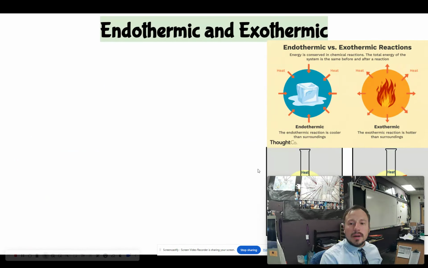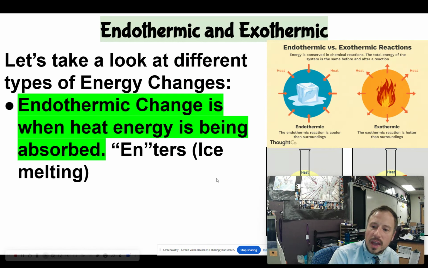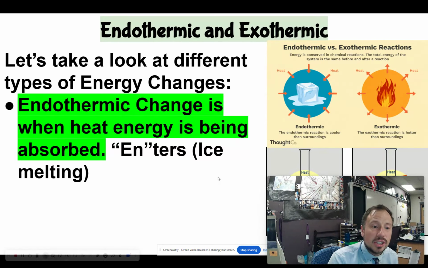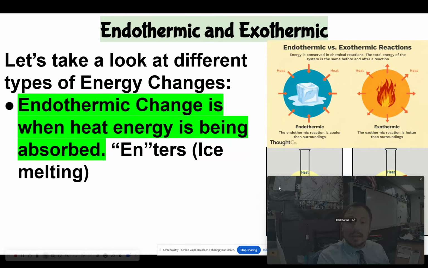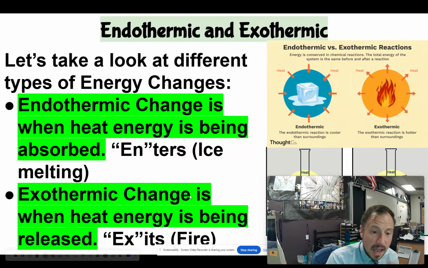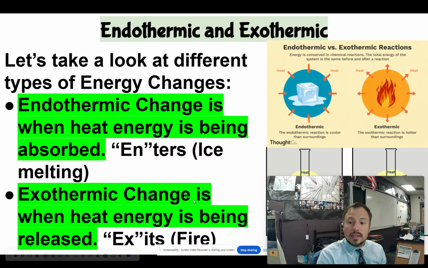So now that we've talked about transfer of heat, there are two types of energy changes or energy exchanges. An endothermic change is when heat energy is being absorbed. It enters, like ice melting, right? So endothermic, it's entering. An exothermic change is when heat energy is being released, right? So heat exits.